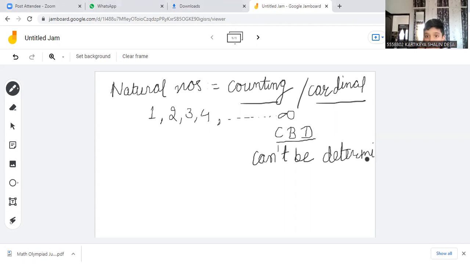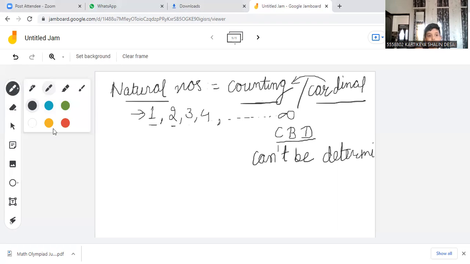So natural numbers are also called counting numbers, because whenever we count, we always start with 1, 2, 3, 4. That's why they are called counting numbers, and cardinal is a synonym for counting. Remember, 0 is not included here. Why? Because whenever we start counting, we never say 0. We always start with 1. That's why they are known as natural numbers. Are you comfortable with me?